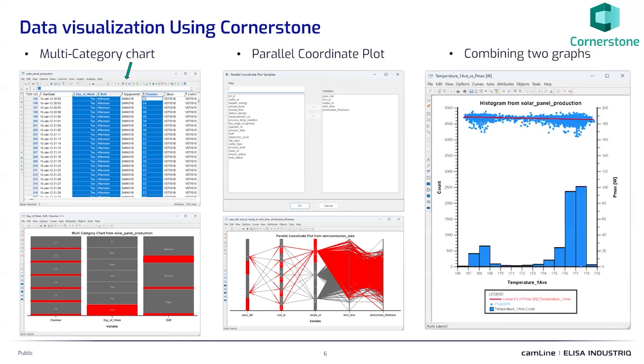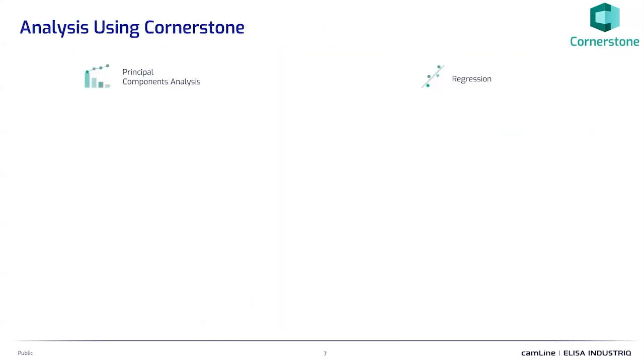You can also combine two graphs very easily. Here, I simply copy and paste the scatter plot onto a histogram, and then I added a second y-axis to the right. Also on the graph, you can directly fit a linear regression. So it's very easy to create graphs, and to copy, paste and combine them. There are also other types of graphs, but I will not go into detail.